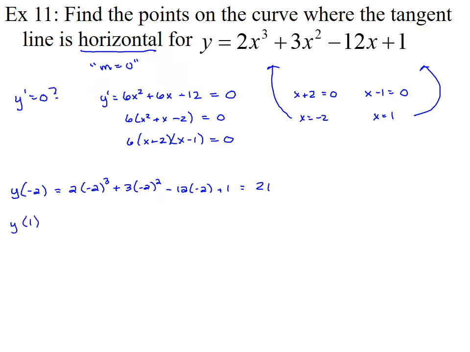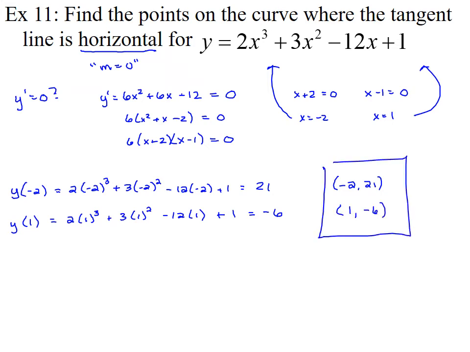And if you plug 1 into this, so it's 2 times 1 cubed plus 3 times 1 squared minus 12 times 1 plus 1, that should give us, looks like, -6. That means your 2 points where horizontal tangents occur are going to be -2, 21, and 1, -6. But remember, that comes from the slope of the tangent line being 0 meaning that it's horizontal, so we took the derivative and we set it equal to 0.